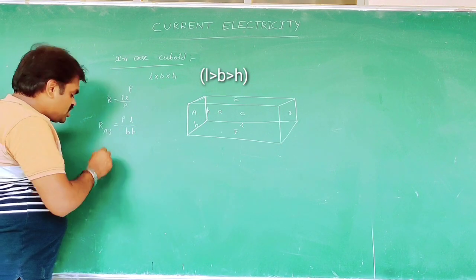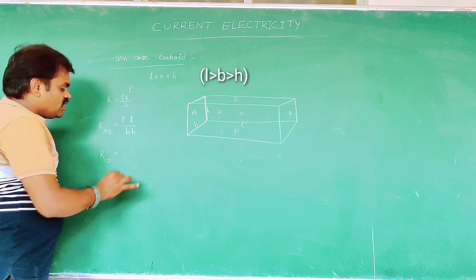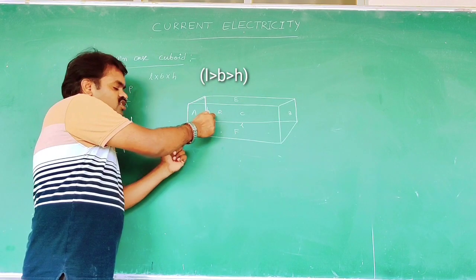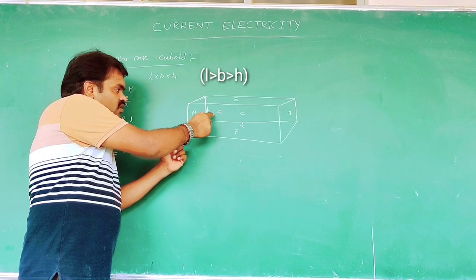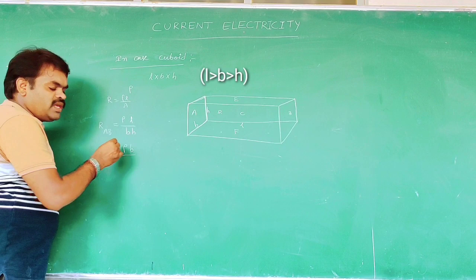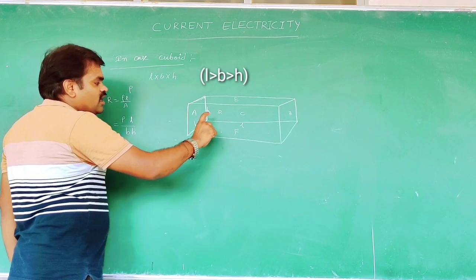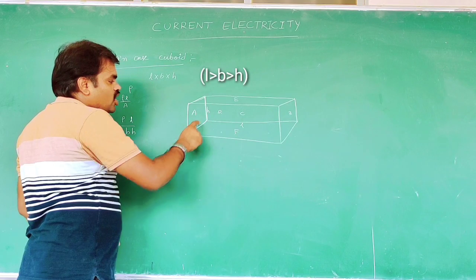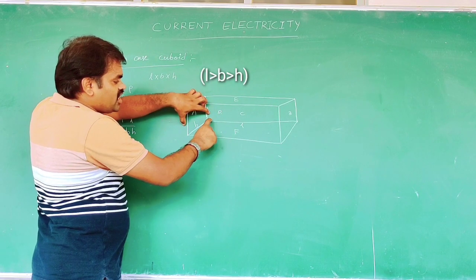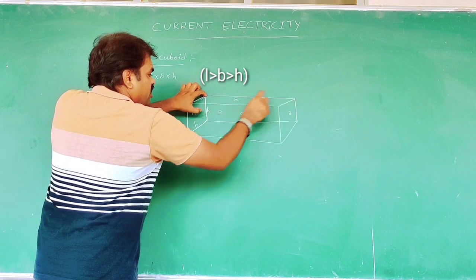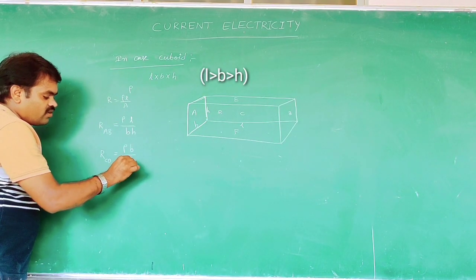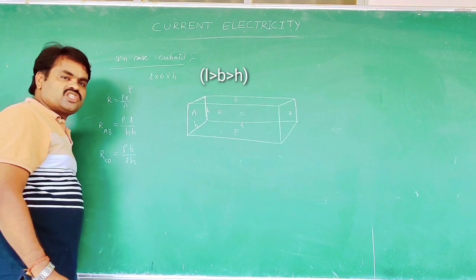Resistance of CD is the resistivity into, what is the length of CD? CD length means this face and this face, the length is B. That's why the length of CD is B. And what is the cross-sectional area of CD? CD cross-sectional area means this one is the cross-sectional area, that is H and L. The area of cross section of CD is L into H.